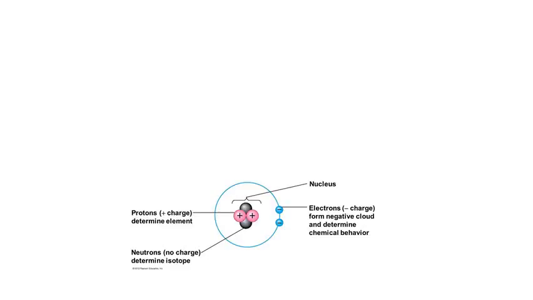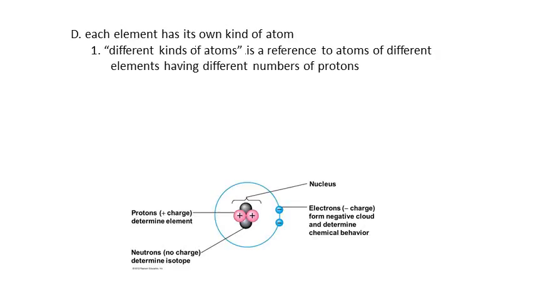Now, one of the things we've mentioned is that there are at least 92 naturally occurring elements, and here we have that each element has its own kind of atom. So what does that really mean, saying that each element has its own kind of atom? Well, they're really different kinds of atoms. What that refers to is that different kinds of atoms, different elements, and this is what's key, have a different number of protons in the nucleus.